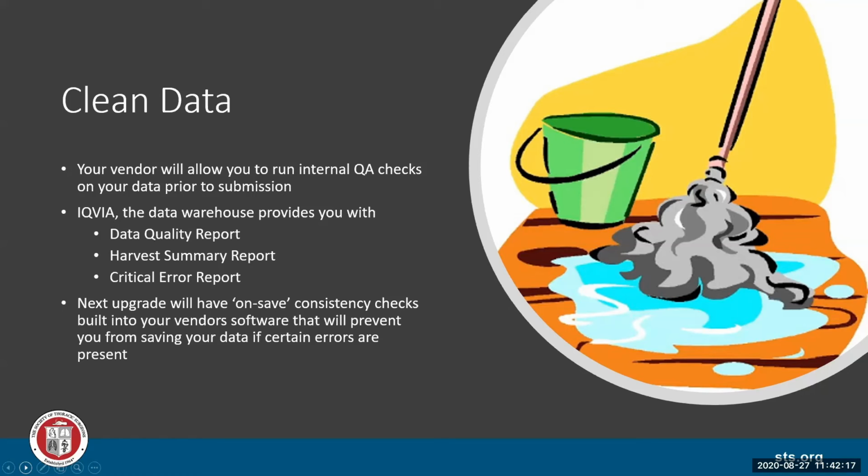We also have new reports coming out in IQVIA, and this would include the mortality eligibility report. And so you'll learn how to use these as you learn to upload your data into that platform. And on the next upgrade, we're going to have some built-in consistency checks on save. So it'll be required to be built into your vendor software that will help you, so you couldn't enter a temp that was, you know, 200 degrees Celsius. Next slide.